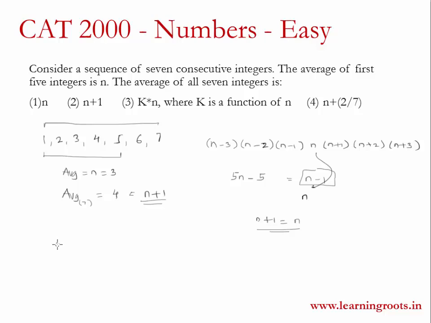Also, you could have solved this example by using plain common sense. Now if you have 7 numbers which are consecutive integers, let's say these are your numbers, the average of first 5, which is from here till here, will be this particular number, right? And if I want to take the average of 7, like for these 7 numbers, it will be this, which is the central value. So the relation between this and this, if this is x, this will be x plus 1. So if the average of first 5 is n, the average of the 7 will be x plus 1, which is n plus 1. So we'll mark n plus 1 as the answer.